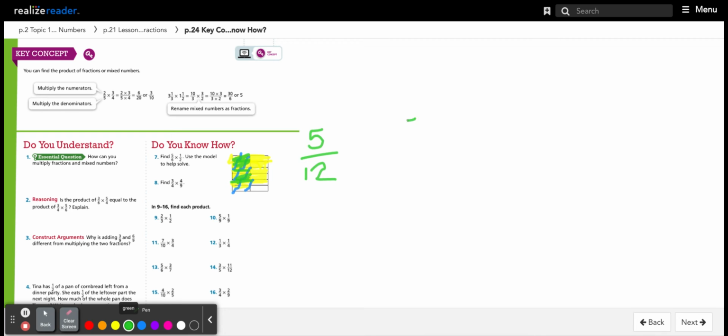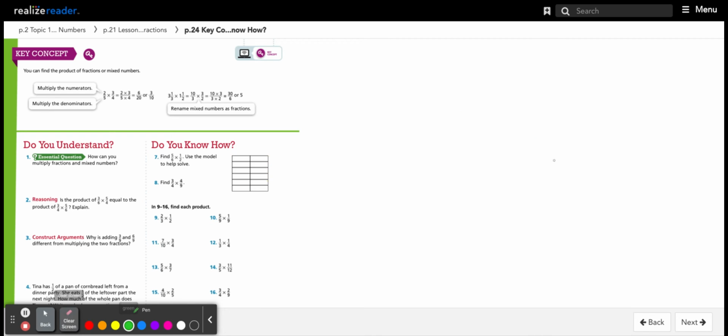And let's double check this our math way. 5/6 times 1/2. Okay, I can multiply straight across, numerator times numerator, denominator times denominator. 5 times 1 is 5. 6 times 2 is 12. And that's our final answer, 5/12.